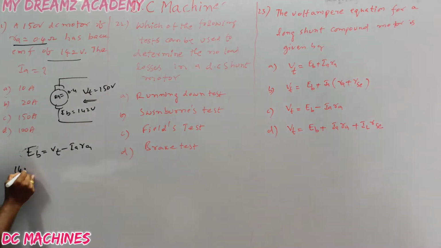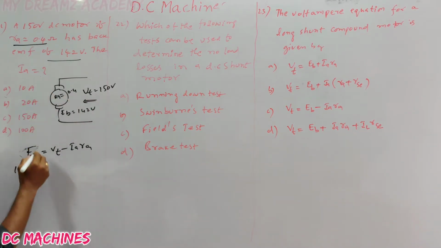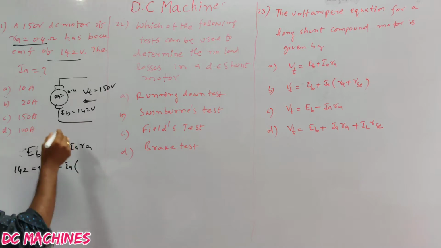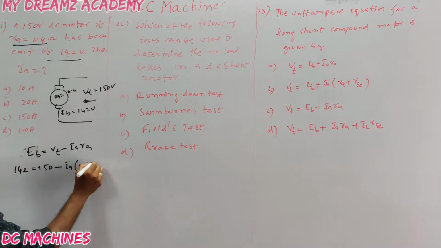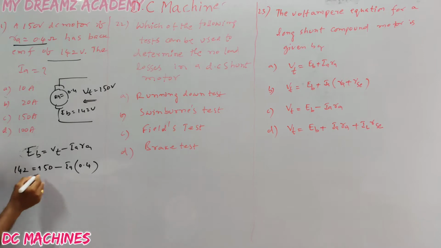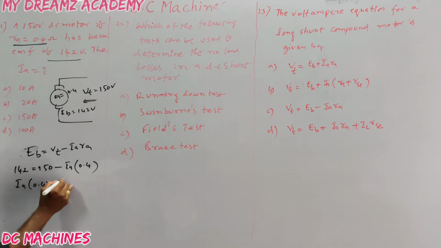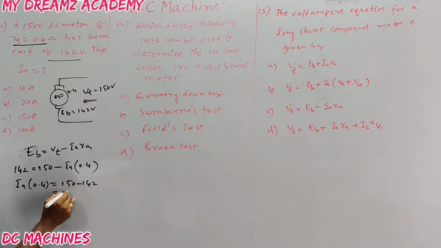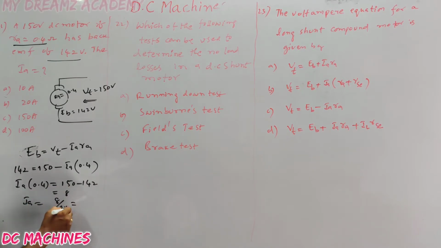The back EMF is equal to 142 volts and the terminal voltage of the DC motor is 150 volts minus armature current, which we have to calculate, into the armature resistance, 0.4. So Ia into 0.4 is equal to 150 minus 142, which gives 8, and armature current is equal to 8 by 0.4, so we get 20 amperes.